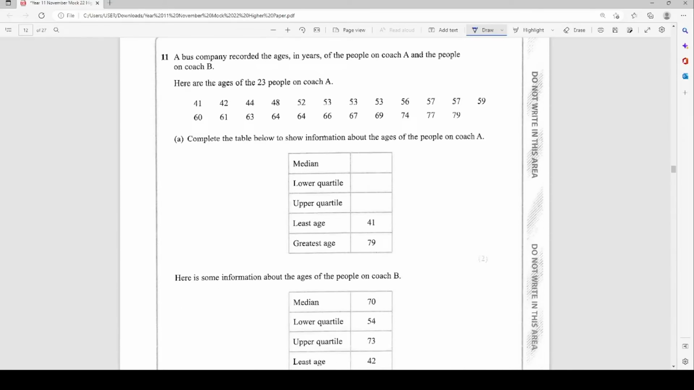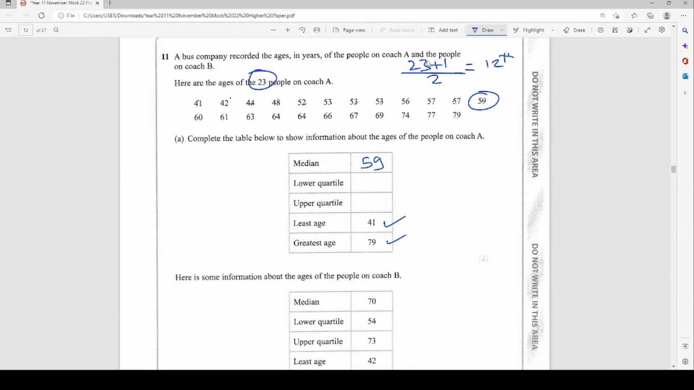Moving ahead, question number 11 that we have got. For this question, I think they have already arranged it for you, and you need to find the median, the lower quartile, the upper quartile. The least value and the greatest value are given to you. So the median, if you arrange them in ascending order, we have got 23 terms. You can use the formula 23 plus 1 divided by 2. That will give you the median, the term 24 divided by 2, 12. So the 12th term is going to be your median. So 1 2 3 4 5 6 7 8 9 10 11 12, 59 is my median.